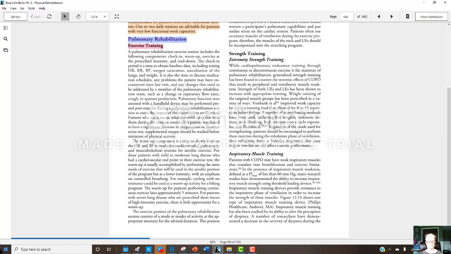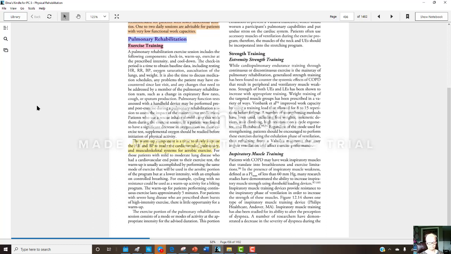For those patients with mild to moderate lung disease who had a cardiovascular endpoint to their exercise tests, the warm-up is usually accomplished by performing the same mode of exercise that will be used in the aerobic portion of the program, but at a lower intensity, with an emphasis on controlled breathing. For example, cycling with no resistance could be used as a warm-up activity for a biking program. The warm-up for patients performing continuous exercise lasts approximately 5 minutes.